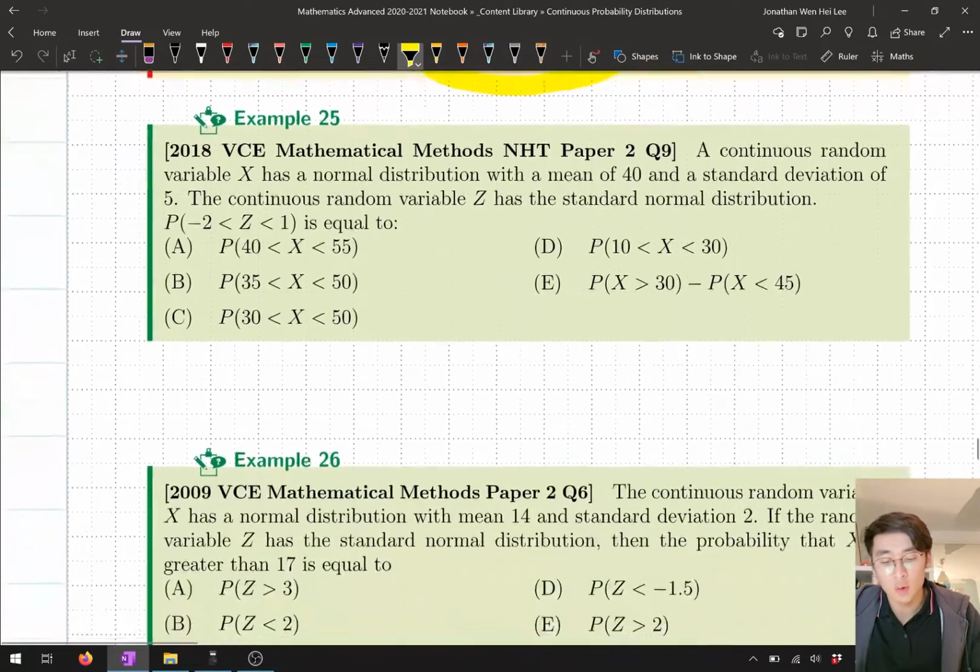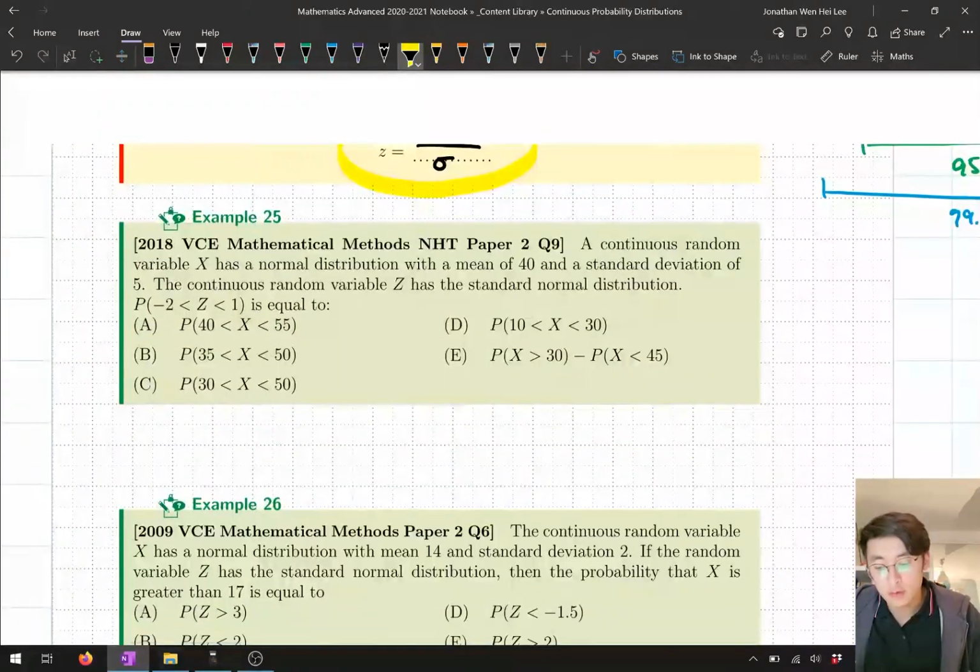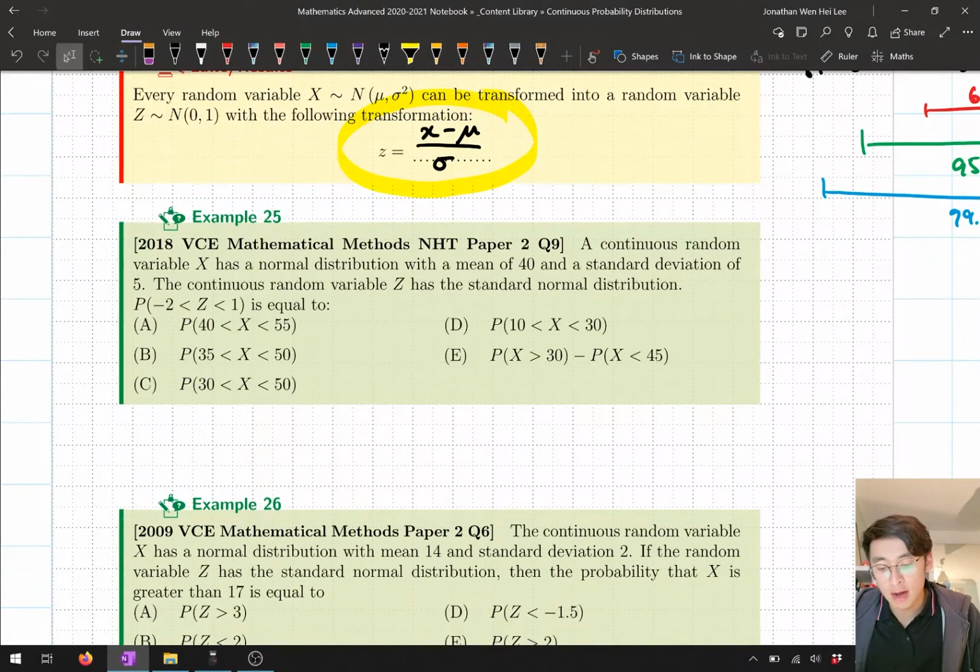So let's have a look at this question. A continuous random variable x has a normal distribution with a mean of 40 and a standard deviation of 5. The continuous random variable z has a standard normal distribution. The probability of the random variable z being between -2 and 1 is equal to which of the following?